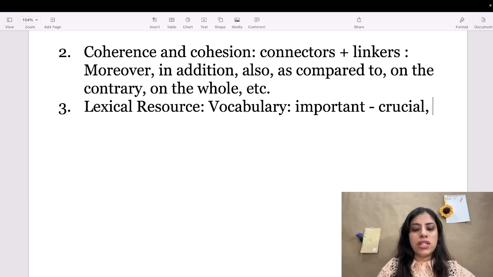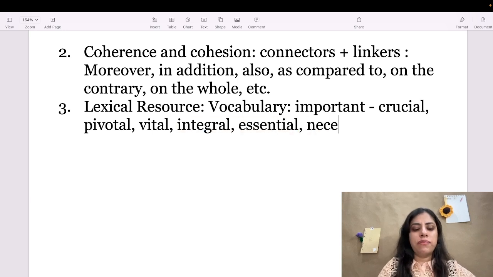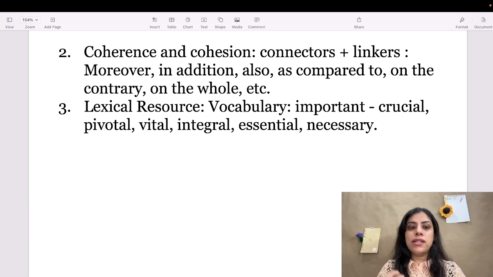Use crucial, use pivotal, vital, integral, right? Essential, necessary, etc. So make sure that you know tons of synonyms, because that's the only way you're going to portray your lexical resource. In the writing section, we cannot add idioms, which are one of the key factors when it comes to the speaking module. But here we cannot do that. We have to write these in a formal manner. So synonyms are your key to elevate your game in the vocabulary section.